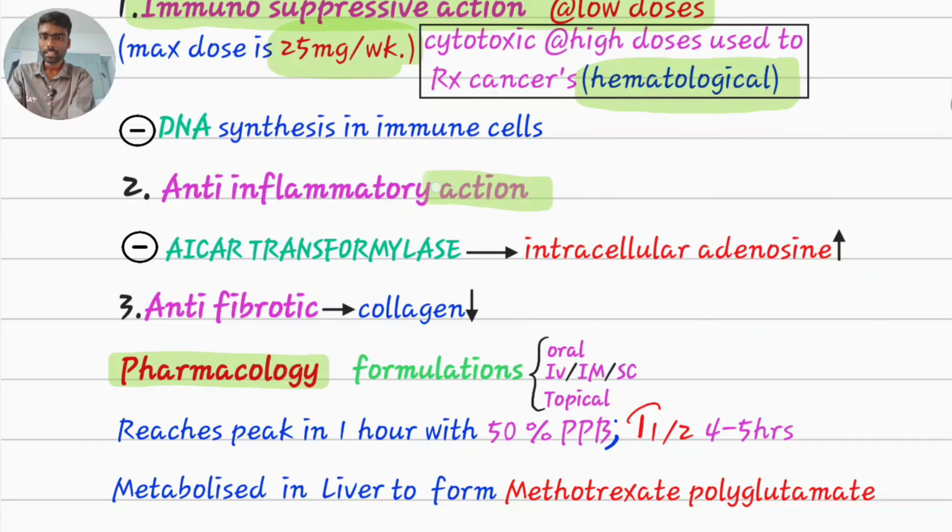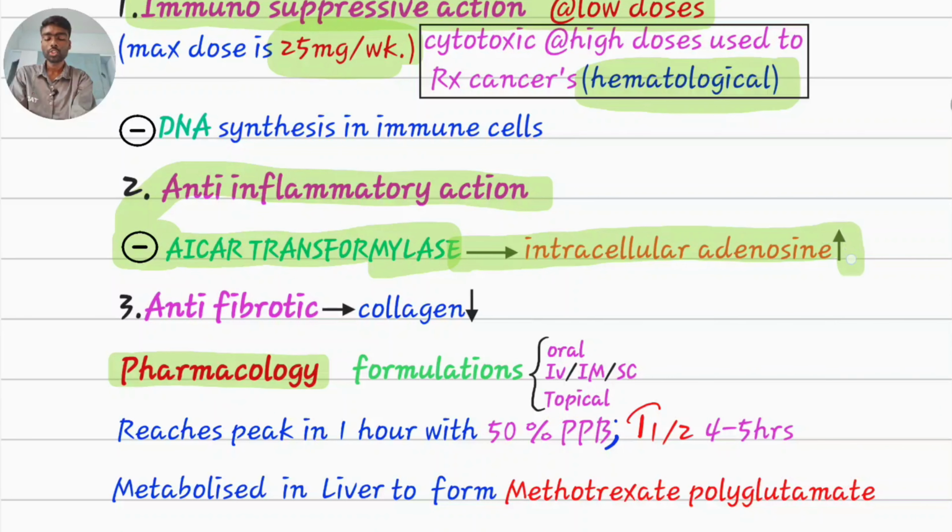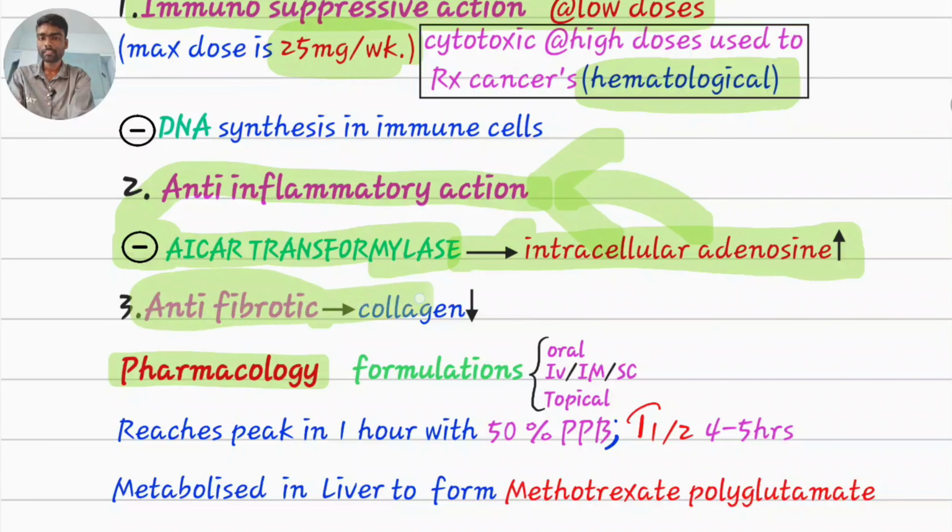Anti-inflammatory action is by inhibiting ICAR transformylase enzyme, aminoimidazole carboxamide ribose 5-phosphate, ultimately leading to intracellular accumulation of adenosine, which leads to reduction in inflammation. Antifibrotic action via reducing collagen by inhibiting collagen production and increasing the degradation of collagen by matrix metalloproteinases.